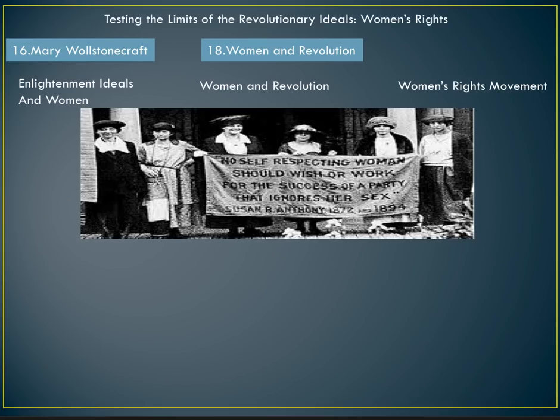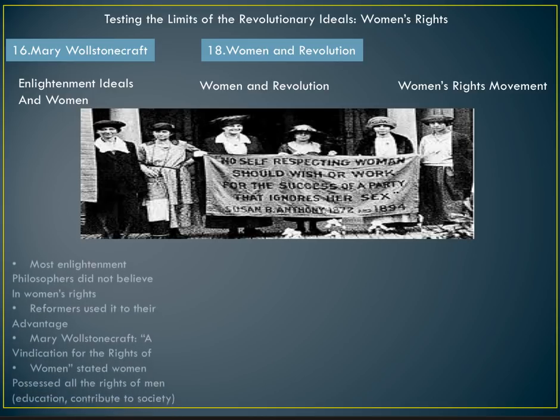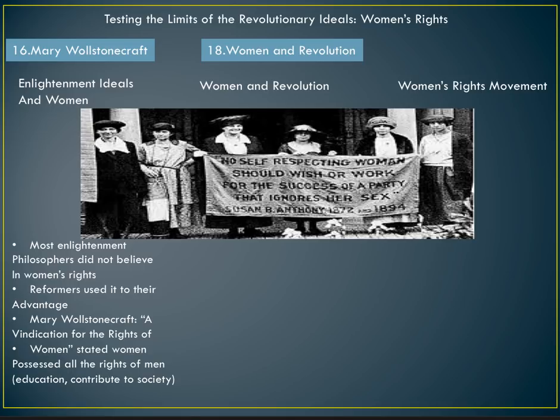We also see these revolutionary ideals applied to women's rights. Enlightenment ideals and women: most Enlightenment philosophers did not believe in women's rights. So all these guys who are talking about freedom, equality, popular sovereignty, everybody should be equal, they meant for men. They didn't mean for women. So reformers used it to their advantage.